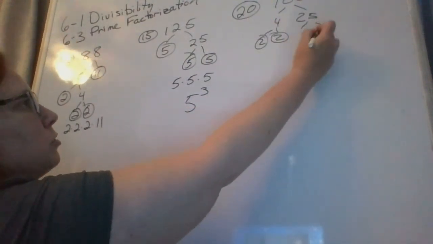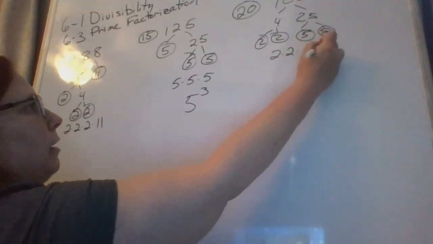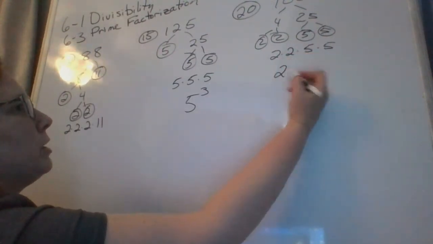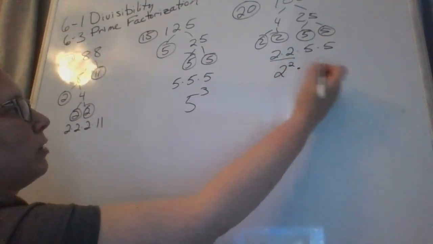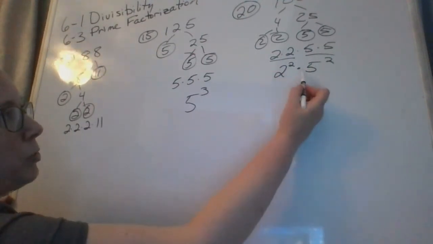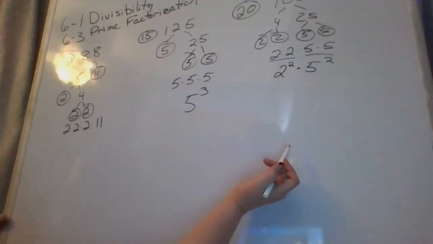20 is 100. Remember to circle those prime numbers when you find them. So we have this for our prime factorization. If you write that in exponential form, we are multiplying 2's. We have 2 of them. We're multiplying 5's. We have 2 of them. 2 squared times 5 squared is your prime factorization for 100.